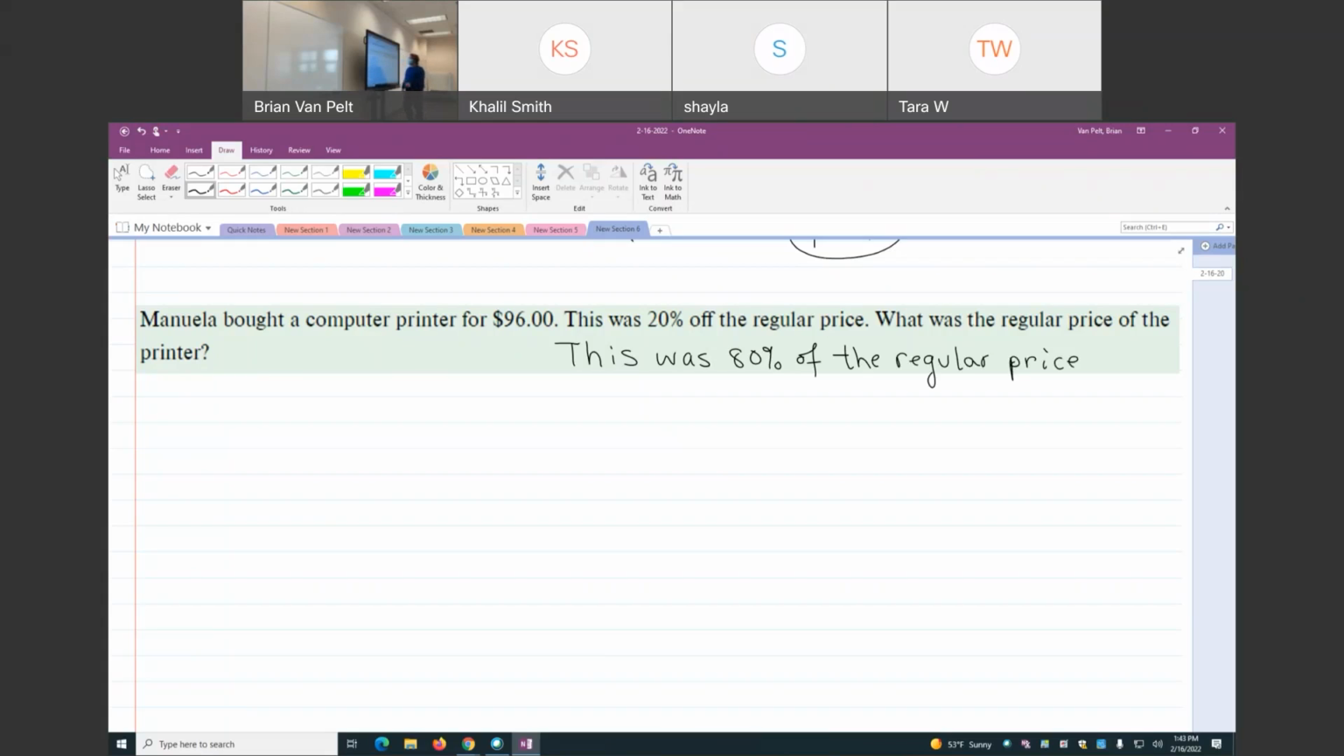This here, what is that this we're talking about? This right here. That's the this. So we have 96 was 0.80 times the regular price I'll call X. And then divide by 0.80.